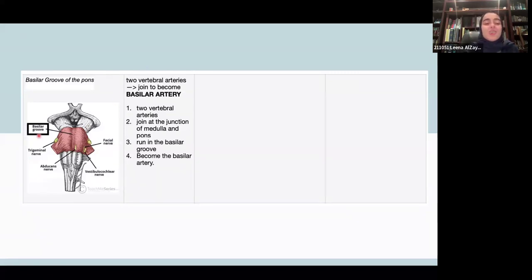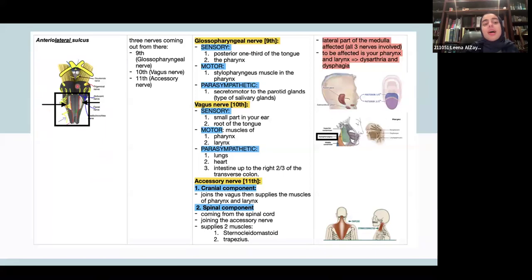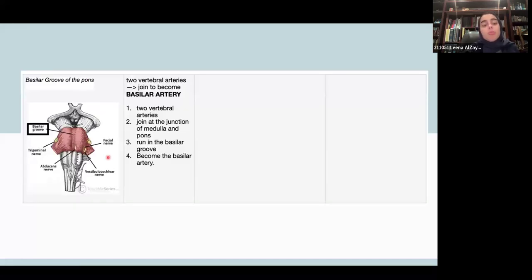Okay. So I'm going to say a really quick recap. We said we have the medial sulcus, the anterior medial sulcus, and the anterior lateral sulcus. In the anterior medial sulcus, we have the hypoglossal nerve, and in the anterior lateral sulcus, we have 3 nerves, 9, 10, and 11. And then we talk about the pons. Something we have to know about the pons is that it has the basilar groove. And in the basilar groove, what do we have? The basilar artery. Before that, if we show a cross section here, what would we see? We would see the vertebral arteries because it's before the basilar artery is formed over here.